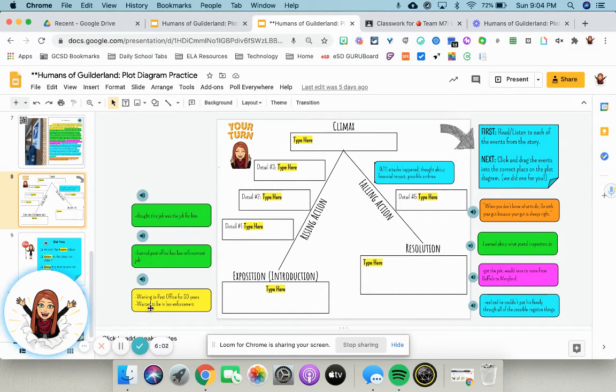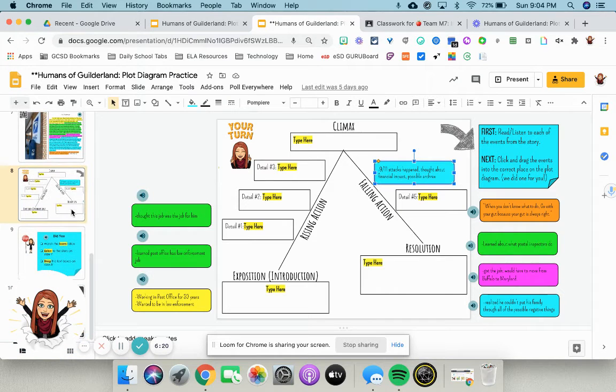So we took all of the details and we put them in these text boxes, and we want you to click and drag the events into the correct place and see if you can put them in the right order. You can see we did one for you. We could put one of the blue falling action pieces over here. You're going to do the same thing with the rest. You're just going to click and drag.